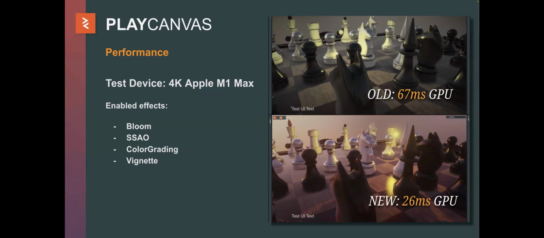Performance. Now, I was testing on a 4K screen, Apple M1 Max, with bloom, SSAO, color grading, and vignette, old versus new. And the improvement is massive, even though the quality is better in the new system now that we have HDR and proper bloom and everything. So most of the cost is due to the fill rate savings, not having too many render passes that read and write out of memory on mobile and desktop as well.